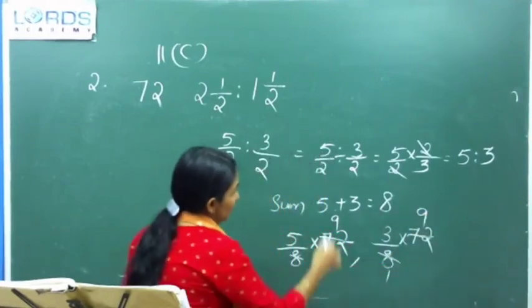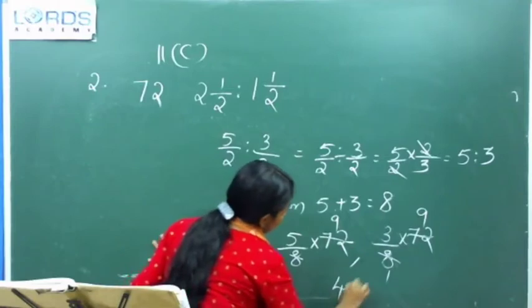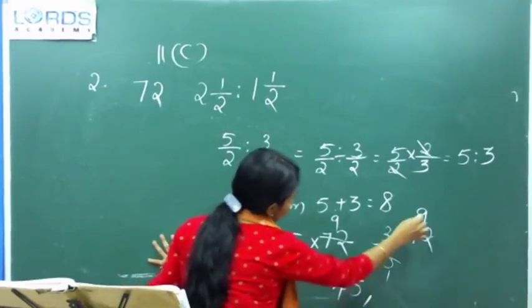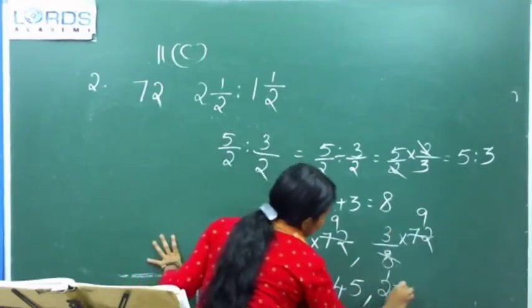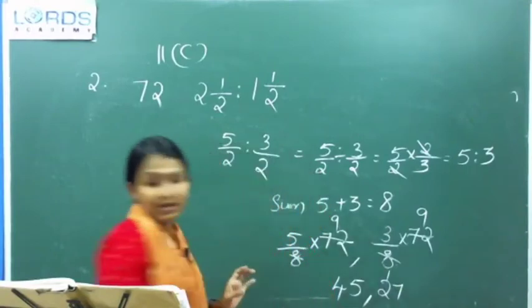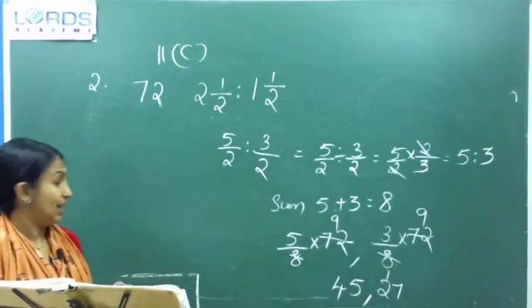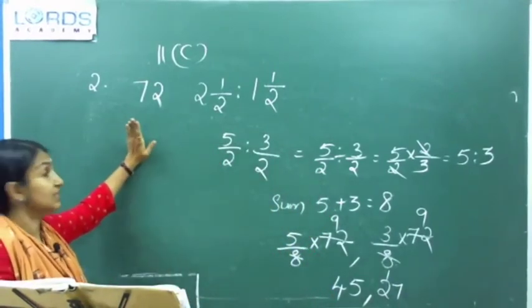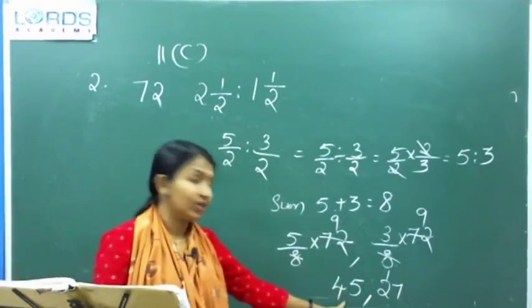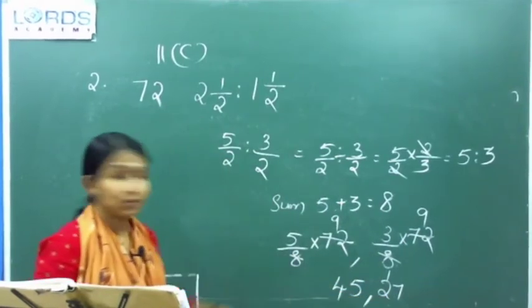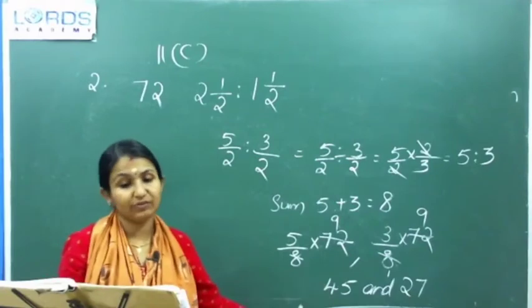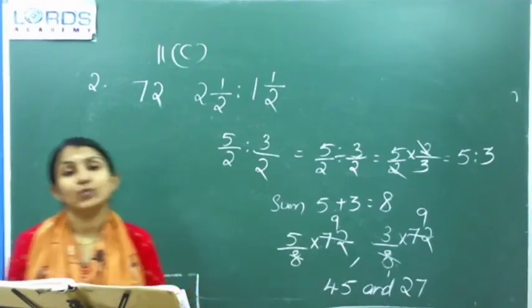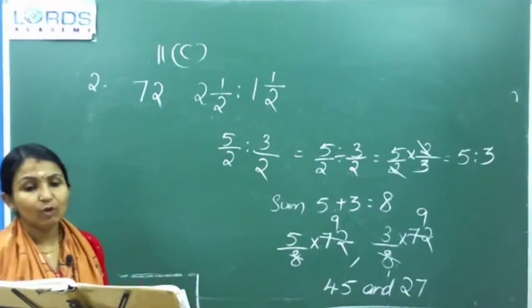So we got the numbers as 45 and the second one is 27. These are the two answers. When we divide this 72, we got 45 and 27. 45 is the first one and the second one is 27. Now look at the fourth question.